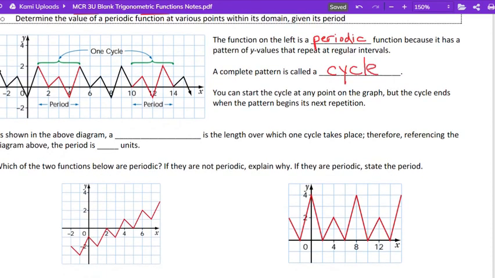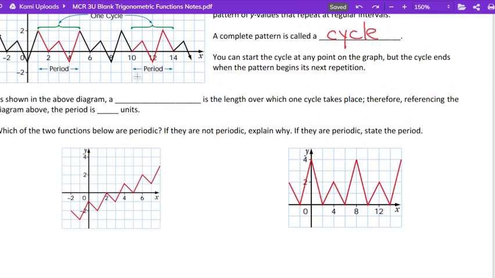Like the moon cycle. How long does it take for a moon to get from a full moon to a full moon? Okay, you can start the cycle at any point on the graph, but the cycle ends when the pattern begins again. So I could have said, I don't want to start the cycle when y is 2. I want to start the cycle at this point where y equals 0. Well, in that case, one cycle would look like that because I just have to go back to the starting point.